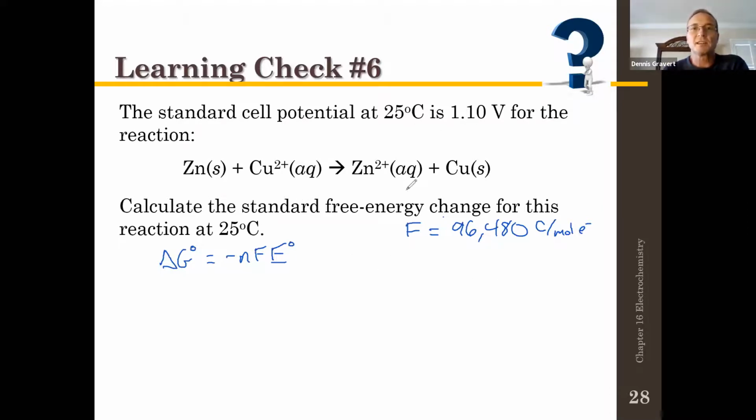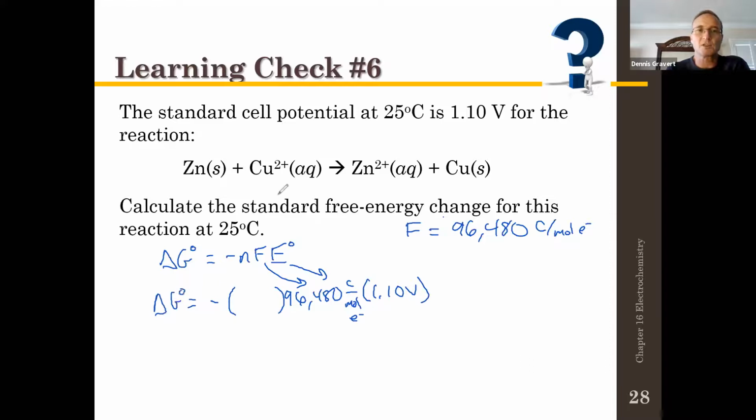Cell potential E is equal to 1.10 volts. Calculate standard free energy change. Well, F is equal to 96,480 coulombs per mole of electrons. N is the number of moles. We want to change the sign.